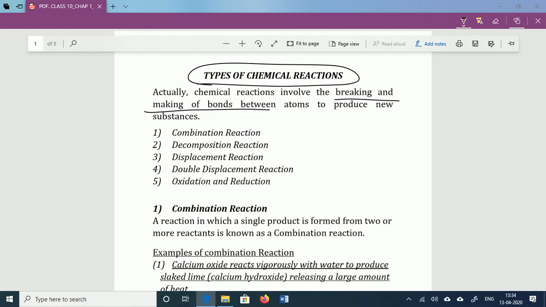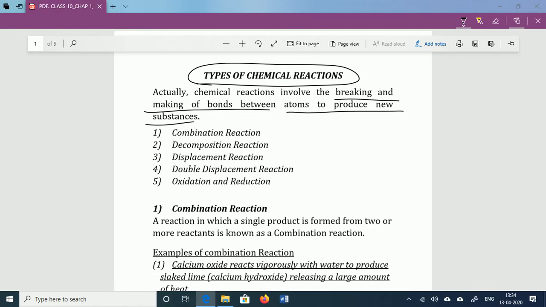So an atom that is attached with some other atom is going to dissociate, and later on it is going to attach with the next atom and will produce the new product. So in simple sense we can say that a chemical reaction involves the breaking and making of bonds between the atoms to produce a new substance. There are different types of chemical reactions.